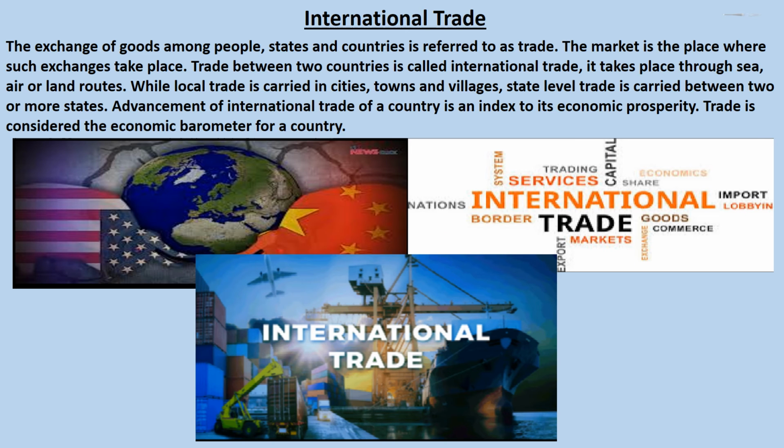International trade. The exchange of goods among people, states and countries is referred to as trade. The market is the place where such exchange takes place. Trade between two countries is called international trade. It takes place through sea, air or land routes, while local trade is carried on in cities, towns and villages. State level trade is carried on between two or more states. Advancement of international trade of a country is an index to its economic prosperity. Trade is considered the economic barometer for a country.